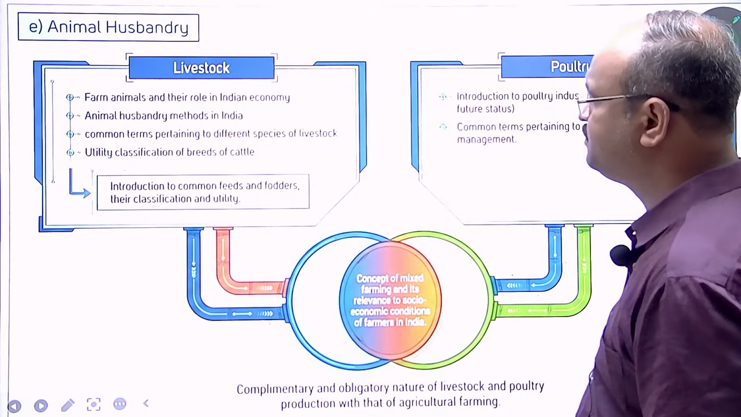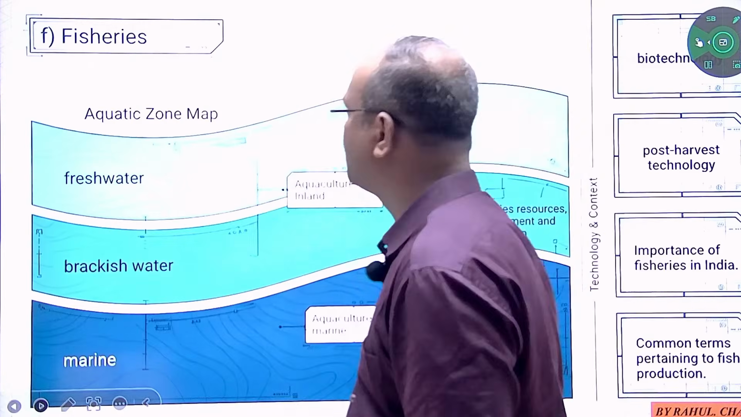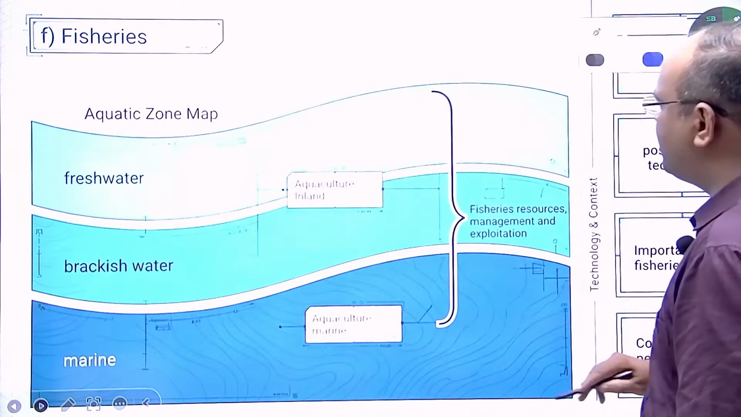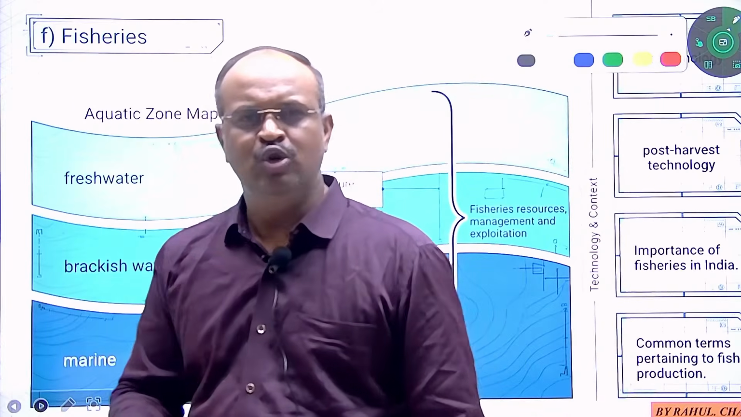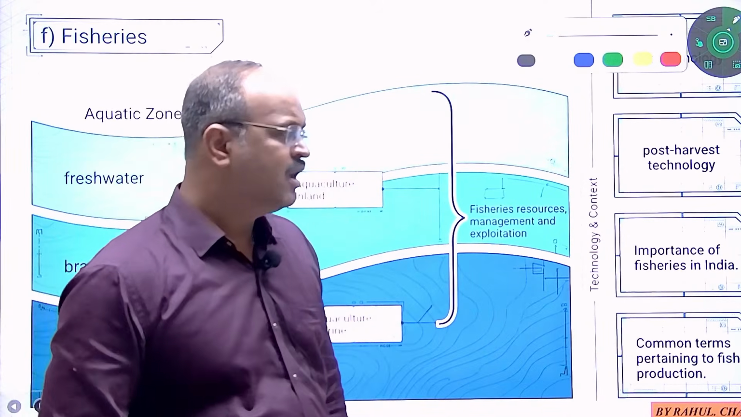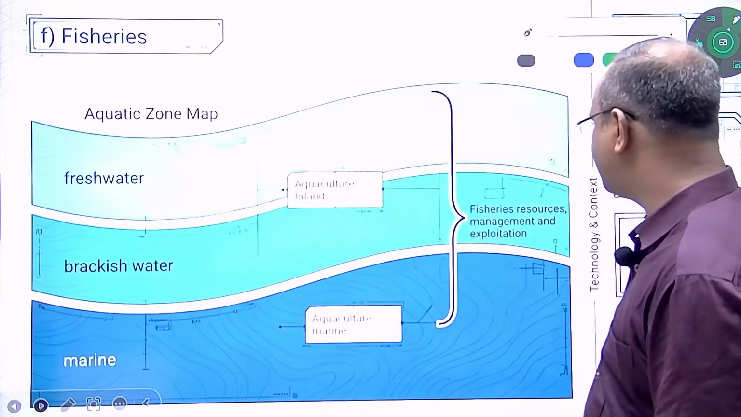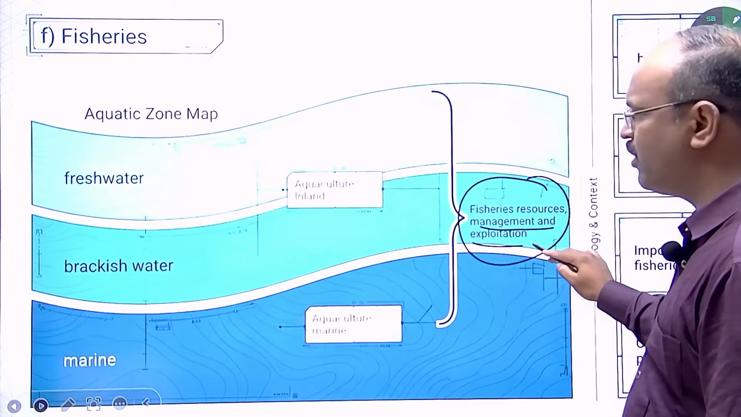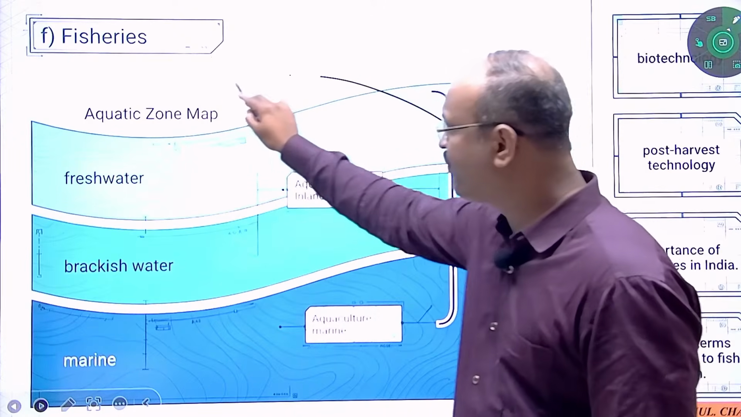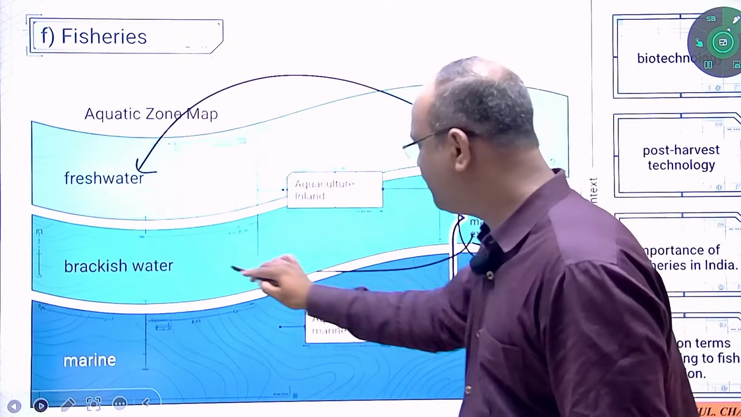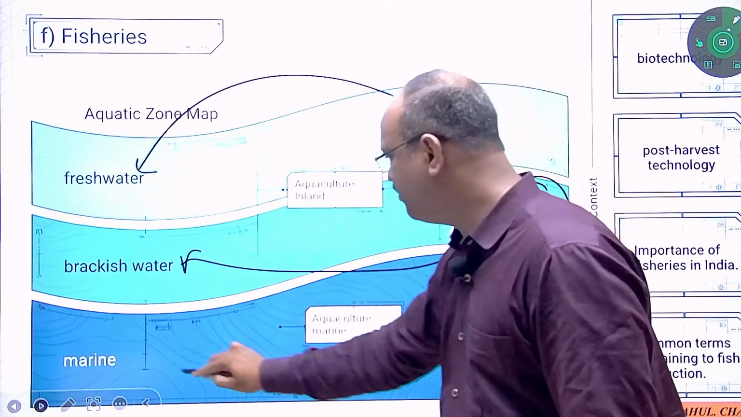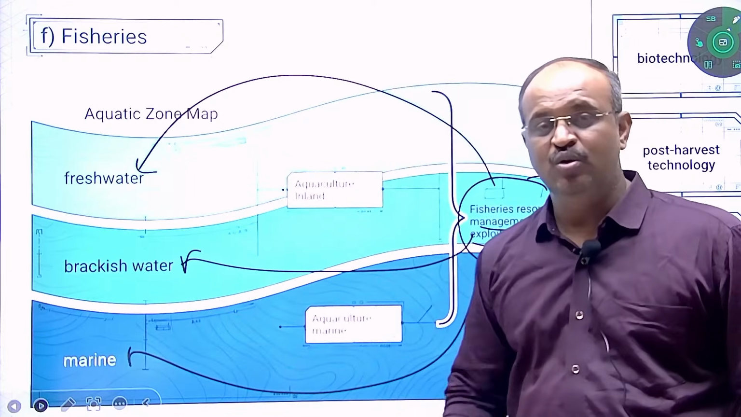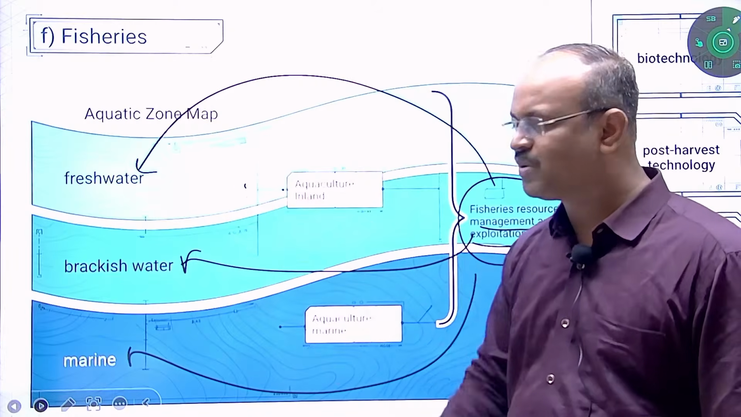After that, it is the fishery again. So you can expect at least 2-3 questions from the fishery sector. So what is the syllabus in the fishery sector? It is the fisheries, resources, management and exploitation. So with respect to the fresh water, with respect to the brackish water and with respect to the marine water, remember. So you need to first understand what is fresh water, brackish water and the marine.